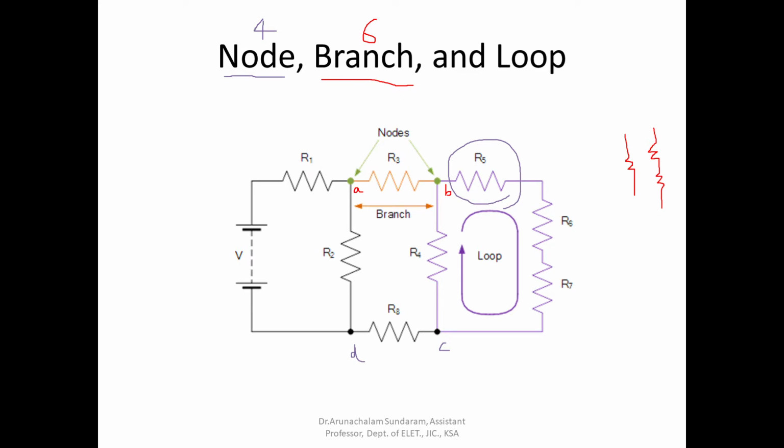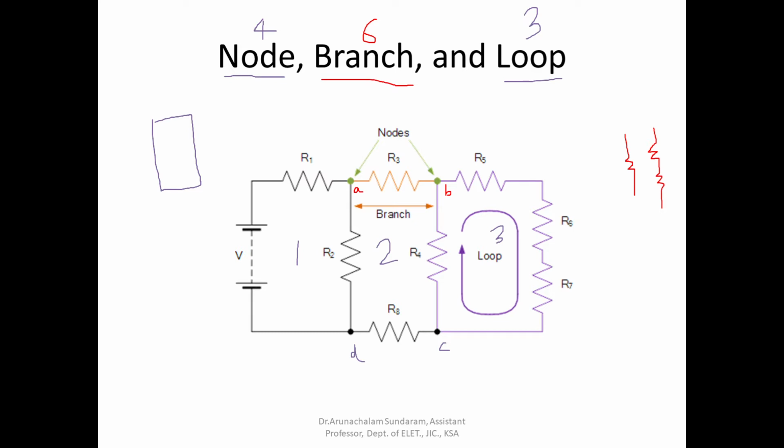Now what is a loop? In order to find a loop, we can just count the windows. I think you all know windows, correct? A window is a square path like this. So how many windows are there? This is 1, this is 2, and this is 3. If you count the number of windows in a circuit, that becomes a loop. So there are 3 loops.